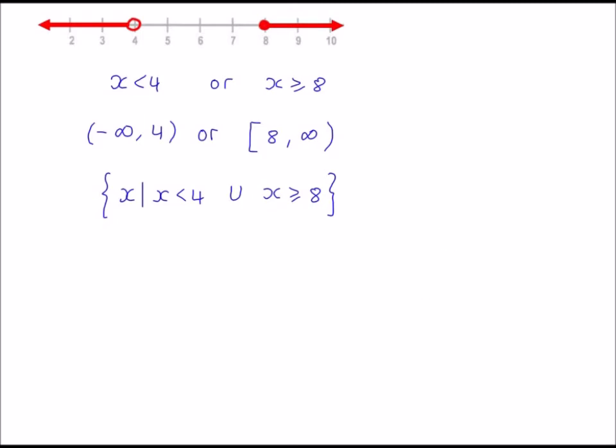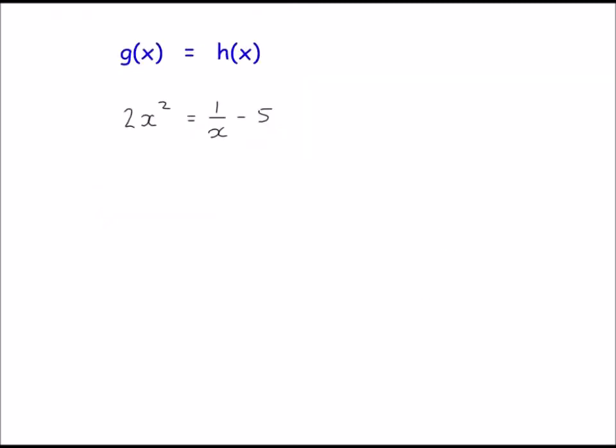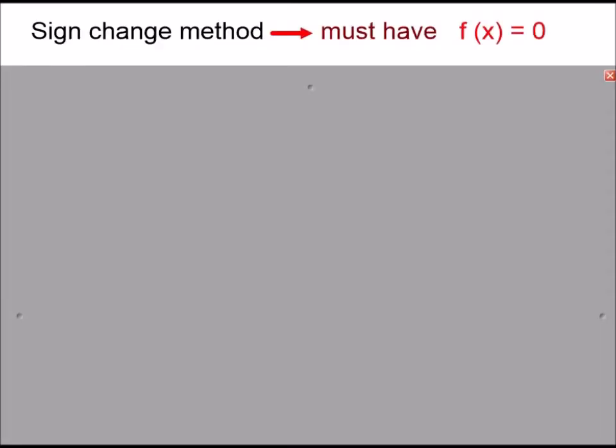Let's have a look at an example. So I'm starting off with this equation. We want to solve this using a numerical method. We're not using algebraic methods here. So we have a function of x, 2x squared, is equal to another function of x, 1 over x minus 5. To use the sign change method, we must have a function of x that's equal to 0.